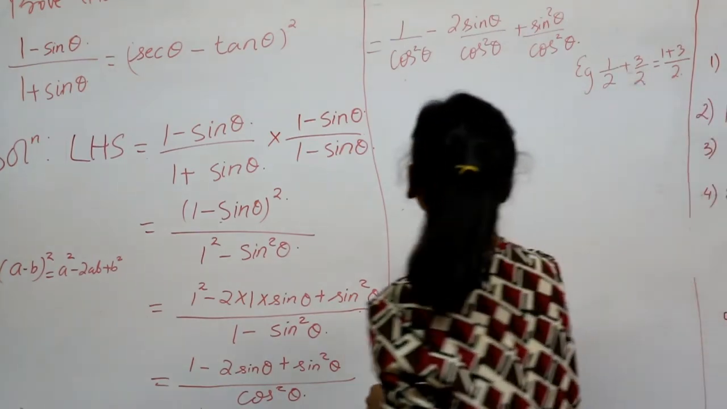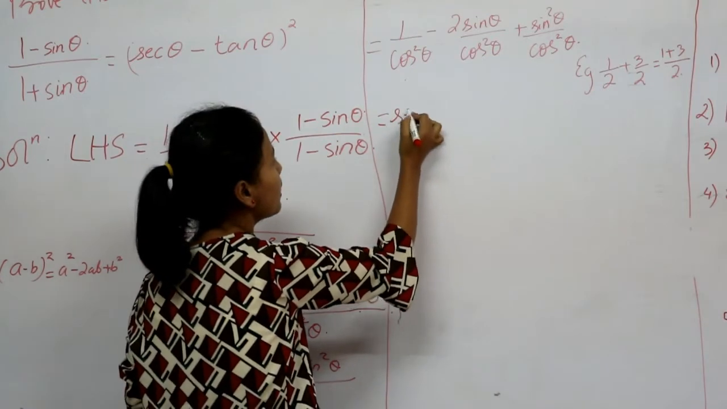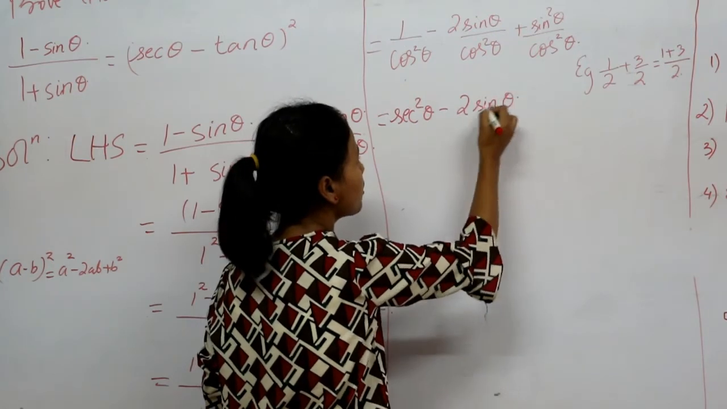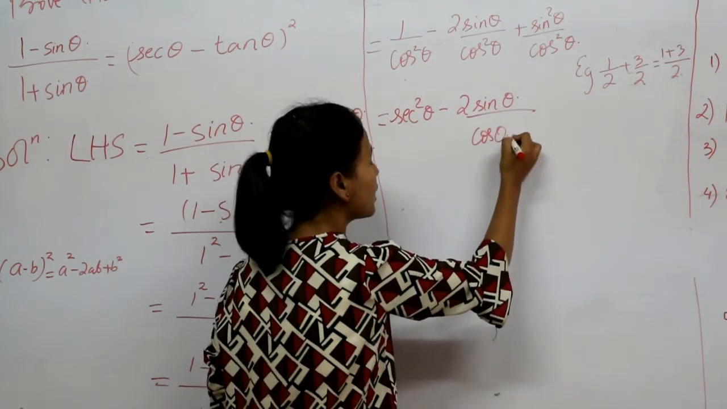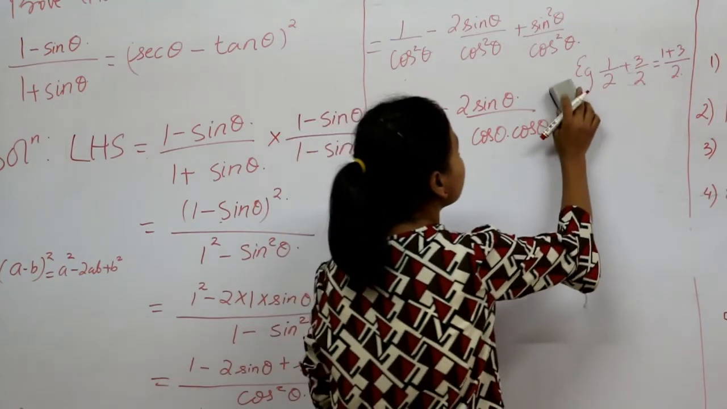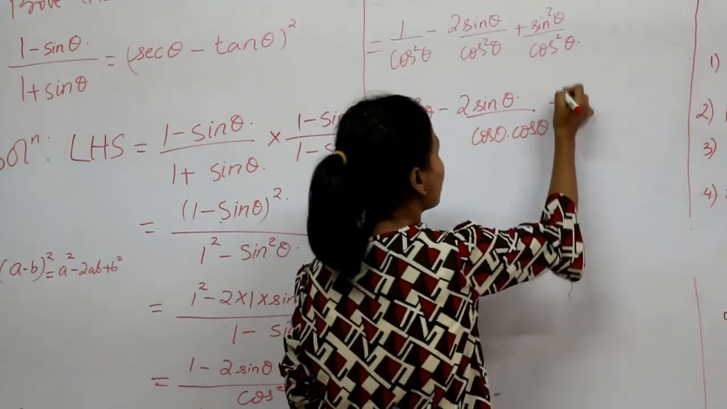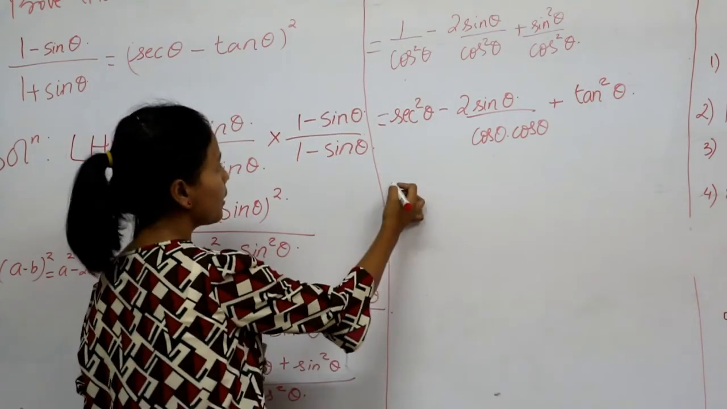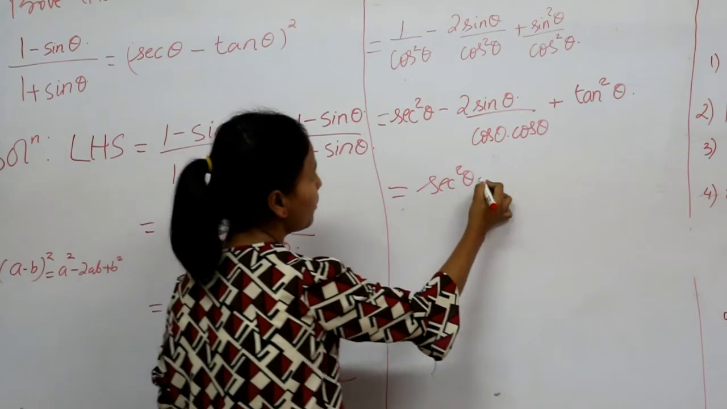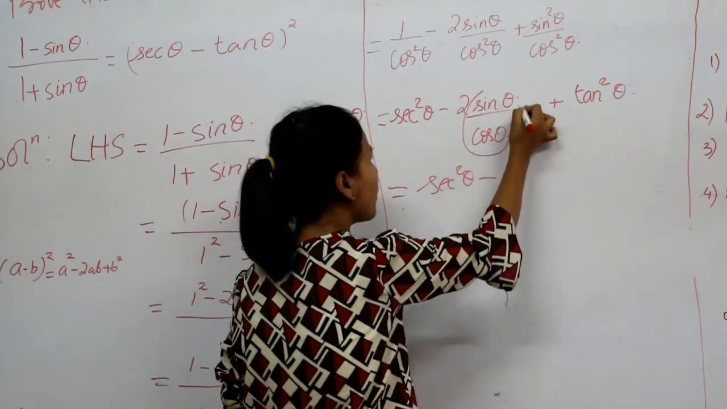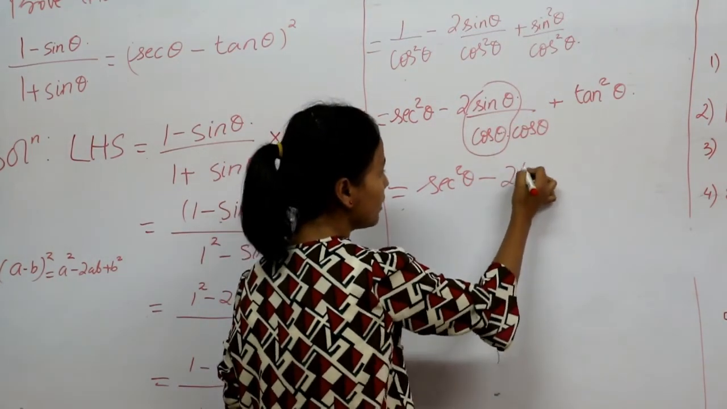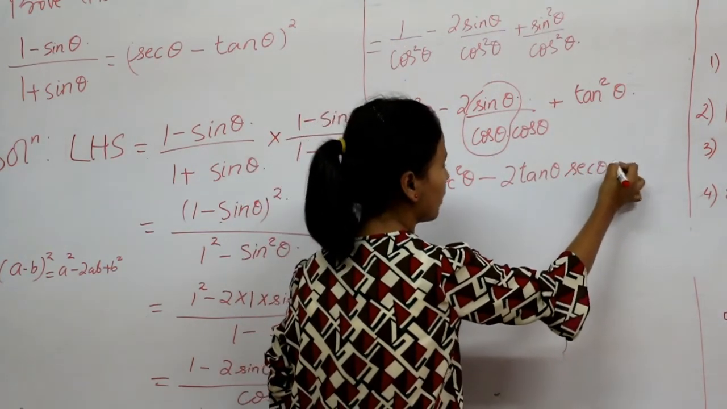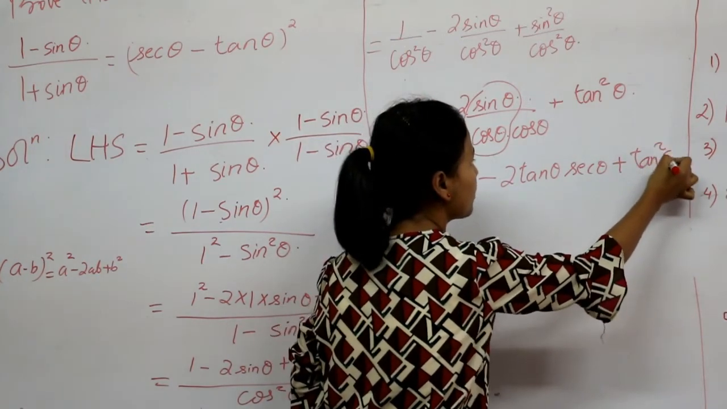Okay, now 1 by cos square theta is sec square theta, alright, minus 2 sin theta by cos square theta, let us write cos theta into cos theta, plus sin square theta by cos square theta is tan square theta. Okay, now sec square theta minus sin theta by cos theta we know is tan theta, and 1 by cos theta is sec theta, plus tan square theta.